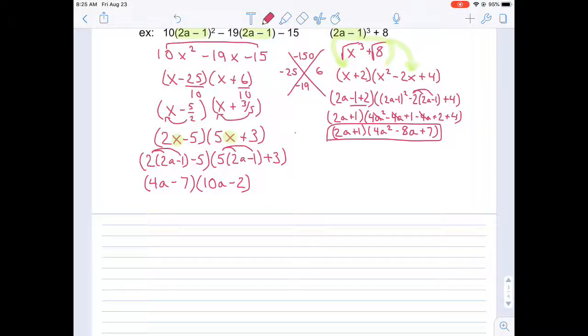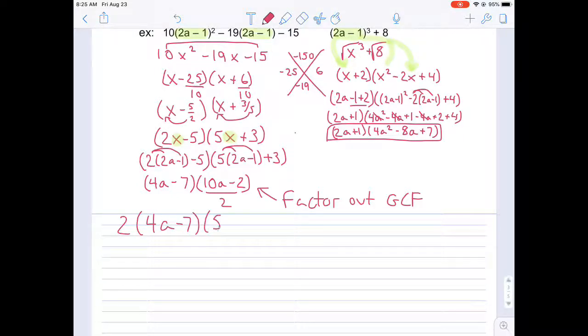Okay, we also need to make sure that we factor out any GCF from the end there. So I have a GCF of 2 in this spot here, so I need to factor that out to the front. So we have 2, 4a minus 7, and 5a minus 1.